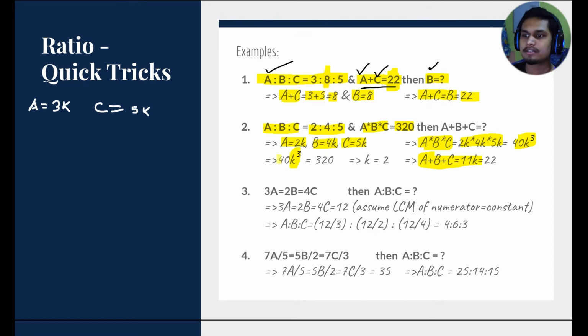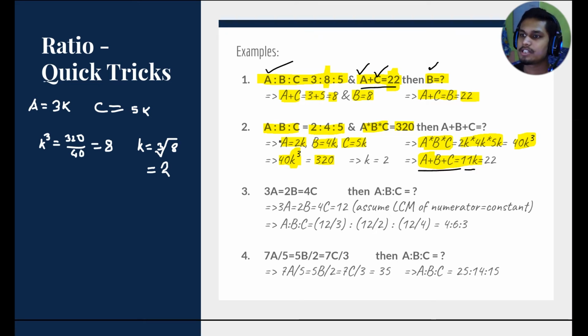So if we compare this equation, we will get 40K cube equals 320. If we solve this, we will get K cube equals 320 divided by 40, and that will become 8. Now if you solve this, you will get K equals the cube root of 8, and that is 2. Now we have already found out, right, A plus B plus C equals 11K.